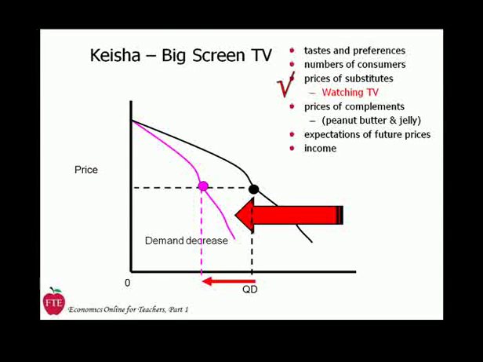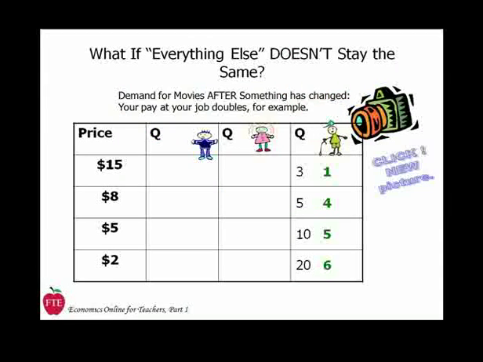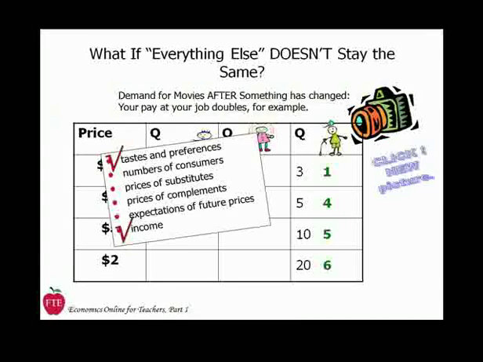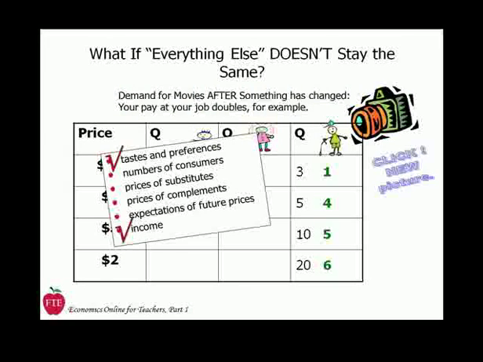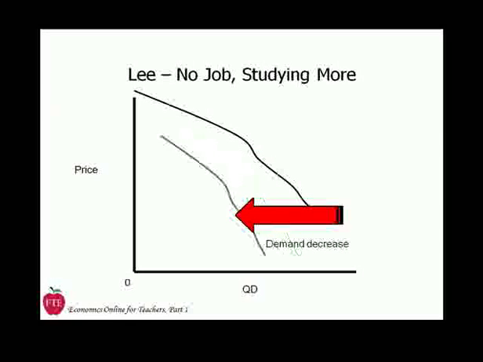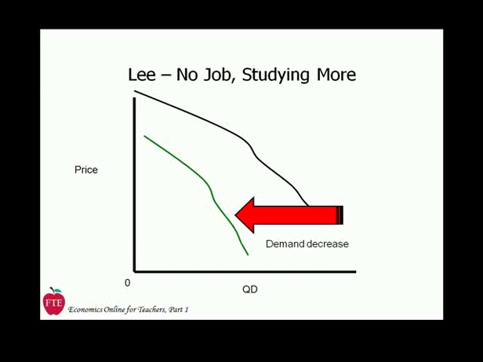Okay, you're getting pretty good at this, but what about Lee? Quit his job, studying more? Well, certainly his income has changed, but it may also be that his newfound desire to get into college so he can move out of the house has changed his tastes and preferences. In any case, his demand picture is different. His demand for movies falls, shifting his demand picture to the left.